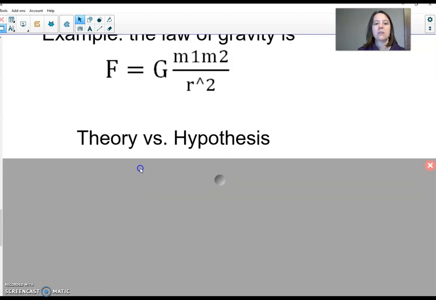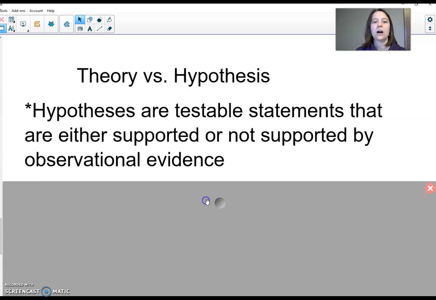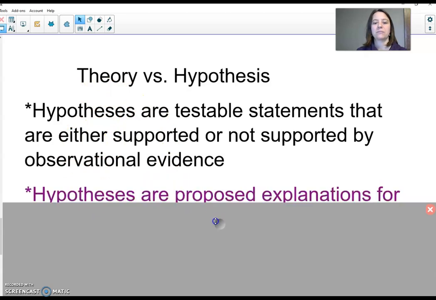Whereas, let's compare a theory with a hypothesis. And again, a theory and a hypothesis are very different things. So a hypothesis, or more than one hypotheses, are testable statements that are either supported or not supported by observational evidence. And a theory often takes into account a lot of hypotheses that have been shown to be true and a lot of evidence, and it explains something.